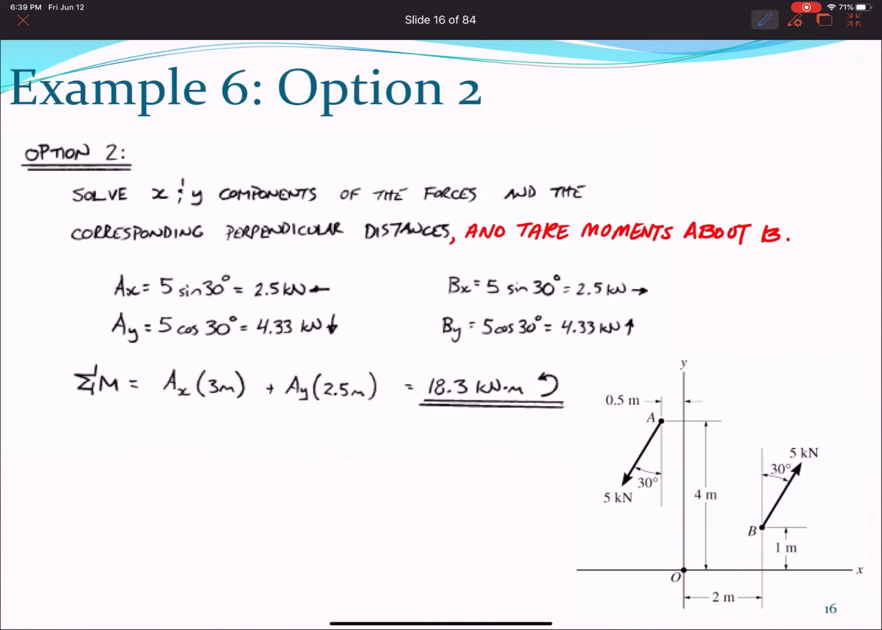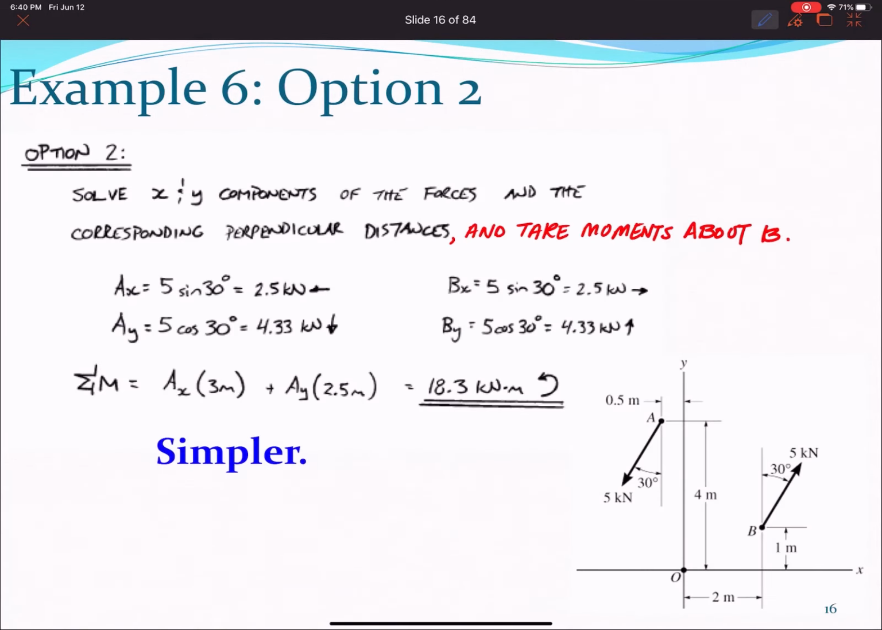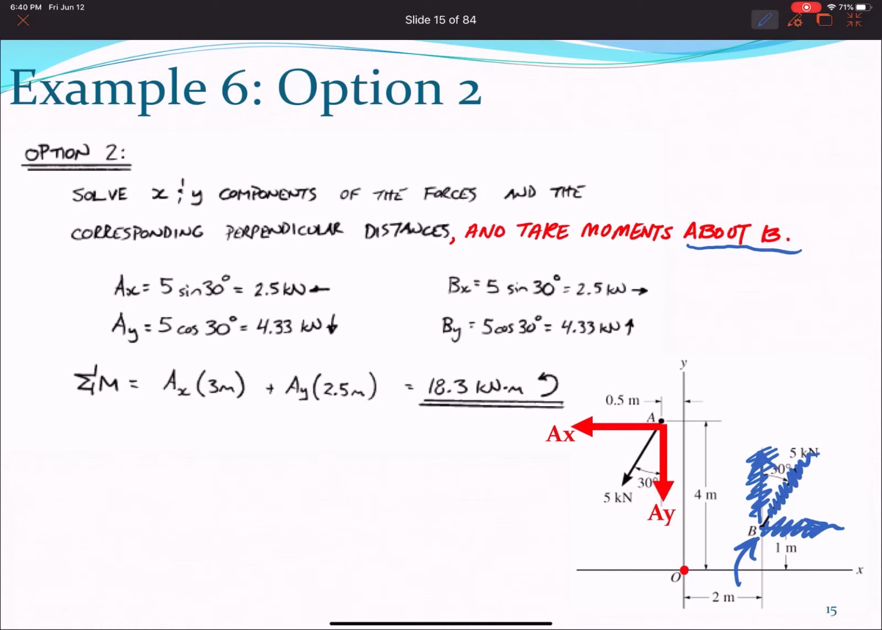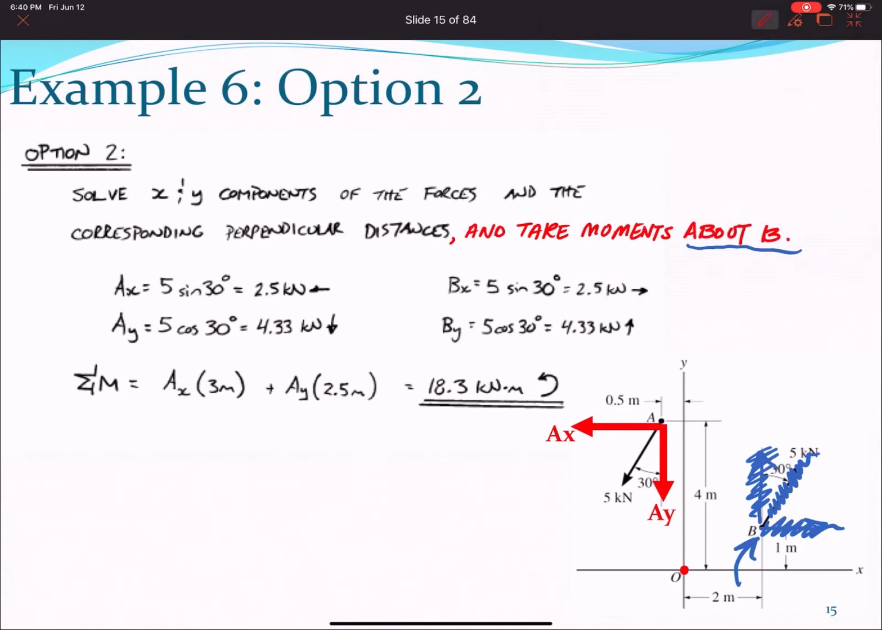So if we do it that way, let me see if I have the notation here. It appears to be here. So let me show you what happens. Let's use red color. So moments about B. Sum of moments about B.